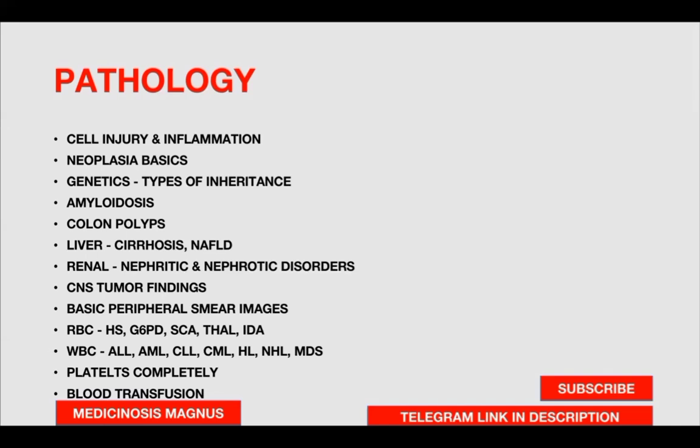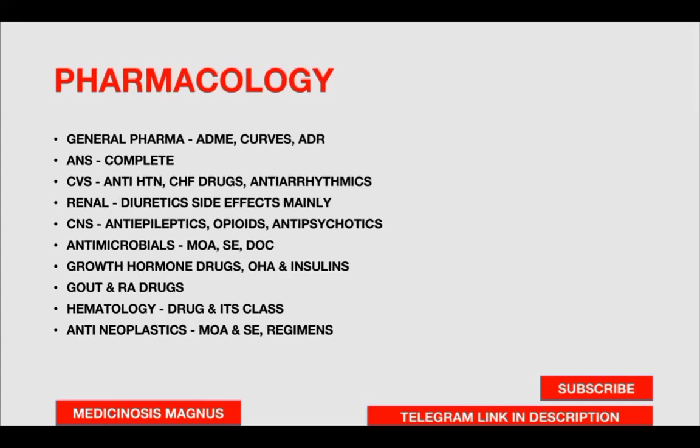Platelets also completely. So most of the time you get a question in platelets, and the topic in itself is quite small compared to RBCs and WBC, but you get a question in platelets very often. And make sure you know about the blood transfusion, the basic reactions occurring, and massive transfusion protocols, all those things.